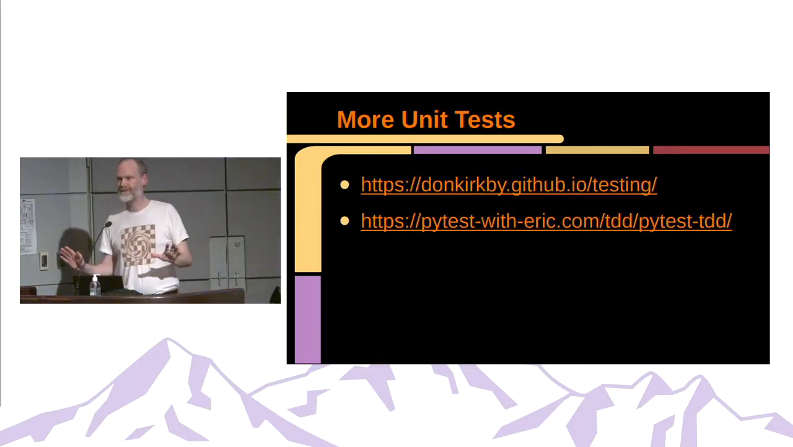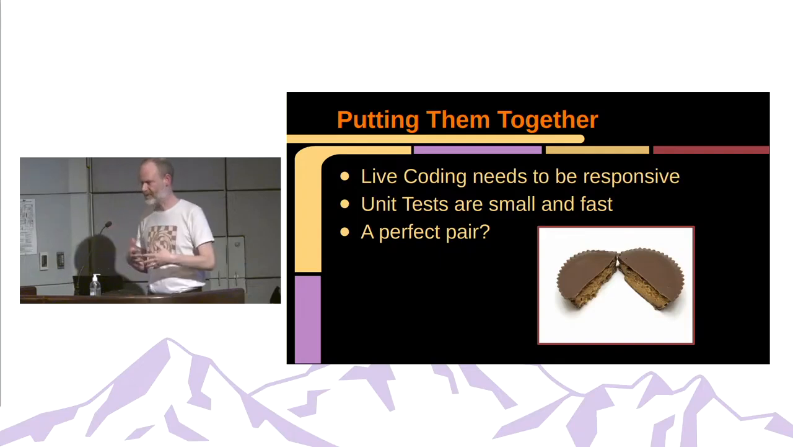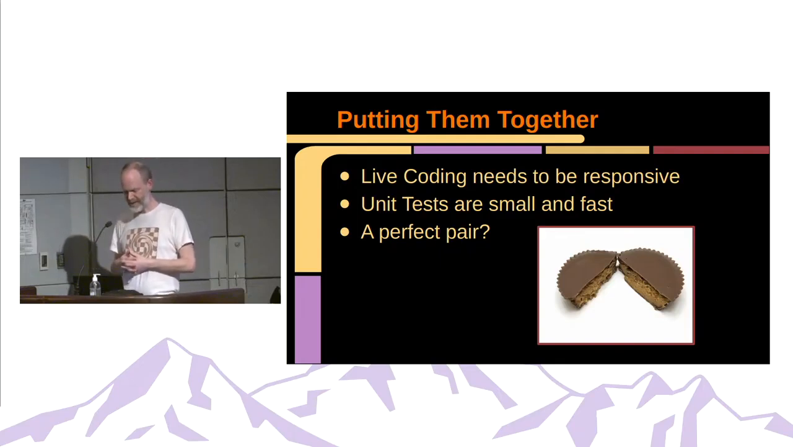Okay, so that was the 5-minute lightning talk on unit tests, and again, there's where to go if you want to dive in more. So now, can we put those two things together? Live coding needs to be responsive, and unit tests are small and fast. Are they a perfect pair? They have sometimes, but there's some problems as well that I'll talk about at the end.